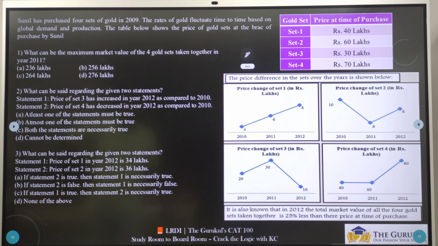Okay, let's see what is happening. Sunil has purchased 4 sets of gold in 2009. The rates of the gold fluctuate from time to time based on the global demand and production. The table given below shows the price of the gold at the time of the purchase by Sunil, and we have gold sets price at the time of purchase: 40 lakh, 60 lakh, 30 lakh and 70 lakh. The graph shows the price difference in the sets over the years in the 3 different sets, set 1, set 2, set 3 and set 4. Perfect, and followed with 3 questions.